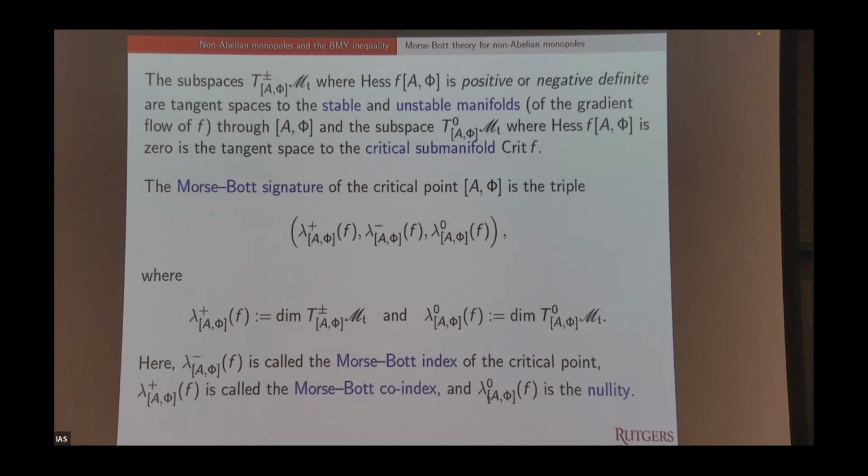Those subspaces of the tangent space will be the tangent spaces to the stable and unstable manifolds. And then we can define a Morse-Bott signature, consisting of the Morse index, Morse-Bott index, co-index, and the nullity.